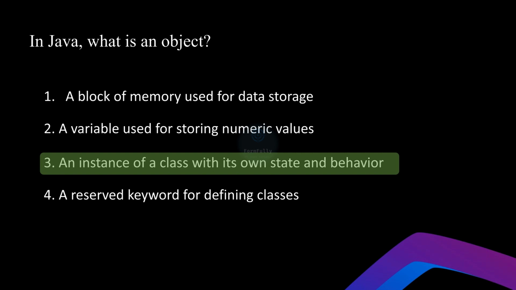A block of memory used for data storage. This is a partial definition of an object. It doesn't capture its complete essence. A variable used for storing numeric values. This is just a limited understanding of an object, as an object can store various types of data, not just numeric values. A reserved keyword for defining classes. This describes the class keyword, not an object.